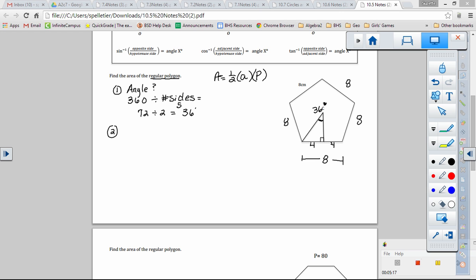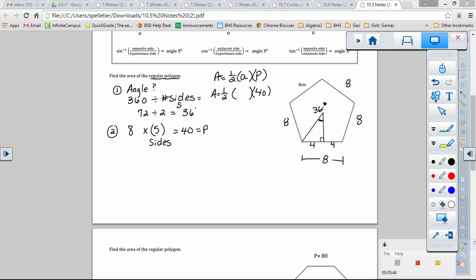Okay, so I have my angle. I need that angle to solve this triangle in a minute, but before I do that, let's do the perimeter. So 8, I need that 5 times. So 8 times 5, because that's the number of sides, equals 40. So the perimeter is 40. I can plug that into my equation. So I'm missing my apothem.